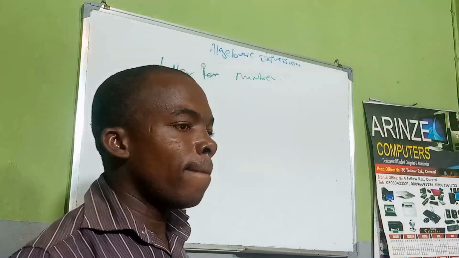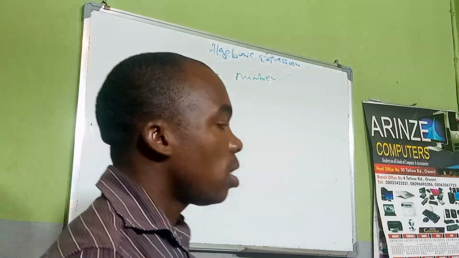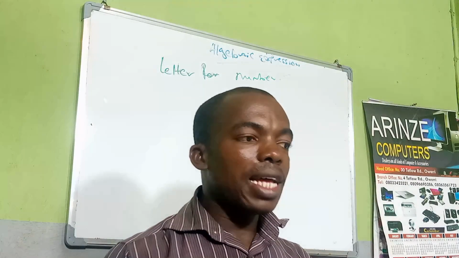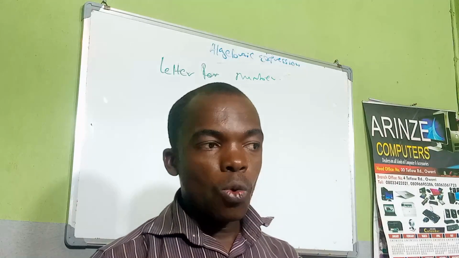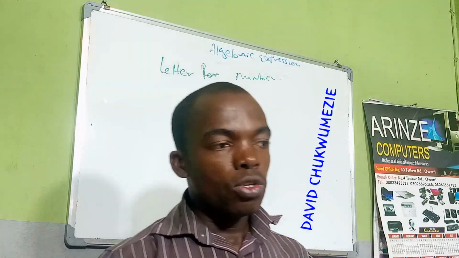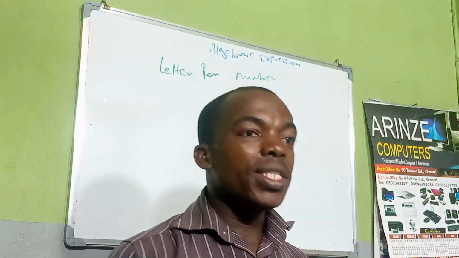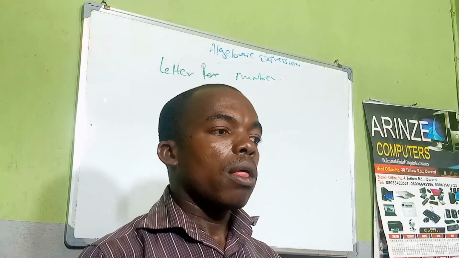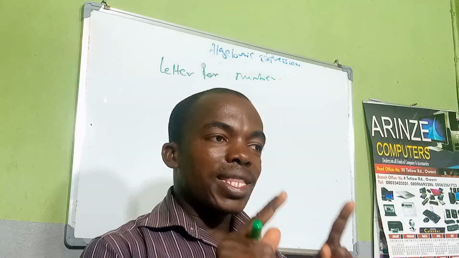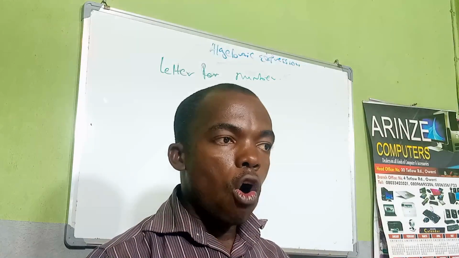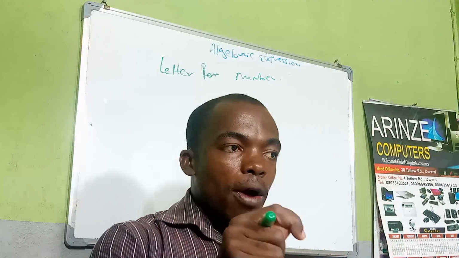So now let's write. Letters are added or subtracted when they are similar. So how do we know a similar letter? A similar letter is known when two letters are of the same kind or with a number.